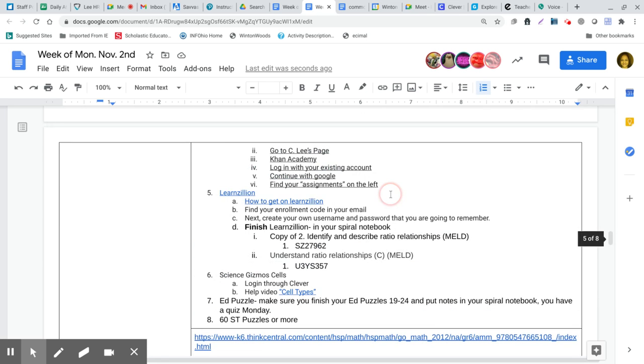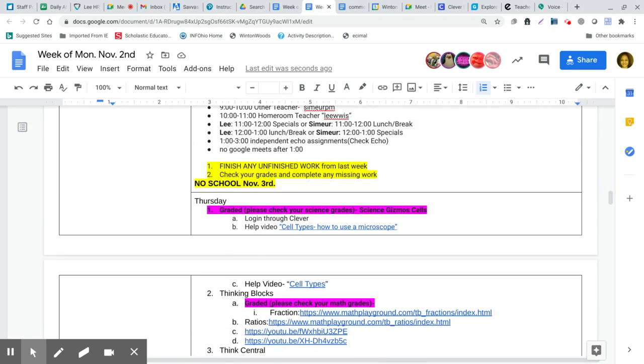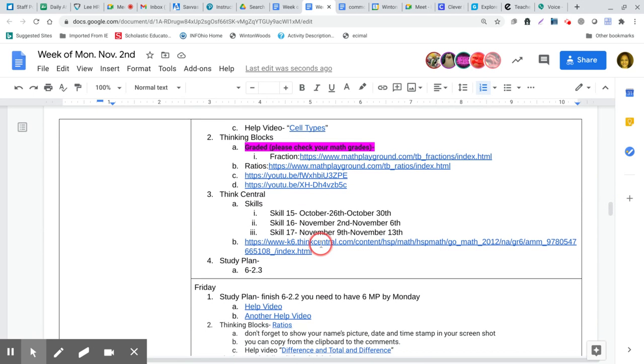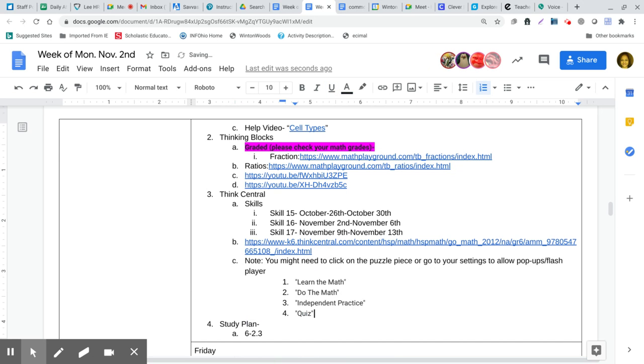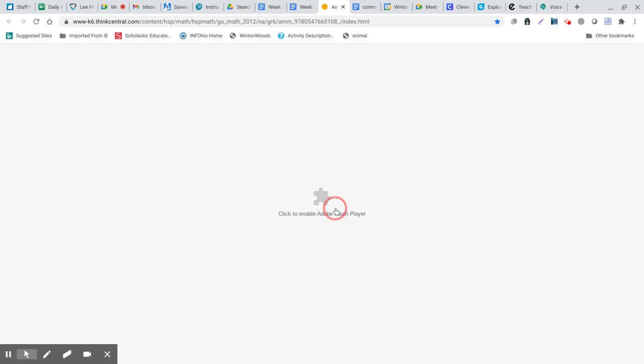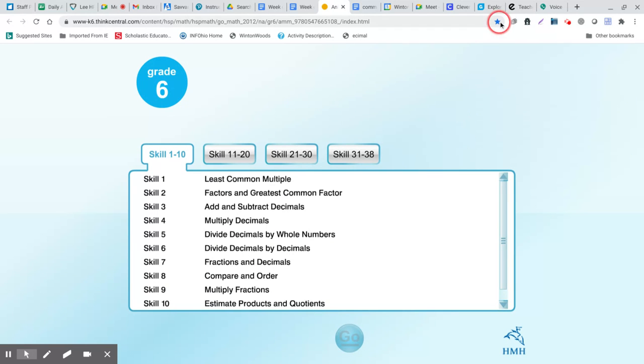To get on it, you have to click on the long link. Whenever I separate this link, it doesn't work. I try to put it in the chat and it doesn't work. You guys literally have to click on this link. I don't know why that is the case, but every time I try to hyperlink it, it doesn't work. So you have to click where it says the puzzle piece to enable the Adobe. Hit allow. If for some reason that pop-up doesn't happen, go to your settings and allow pop-ups.